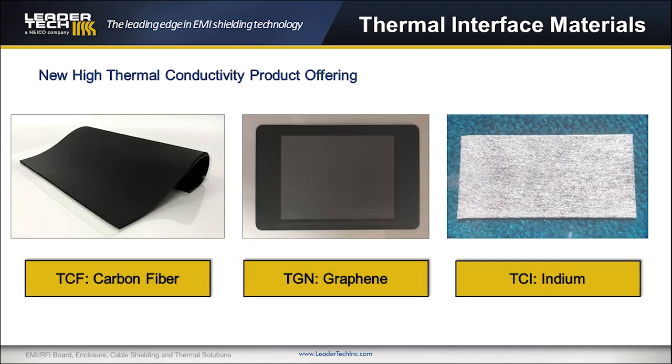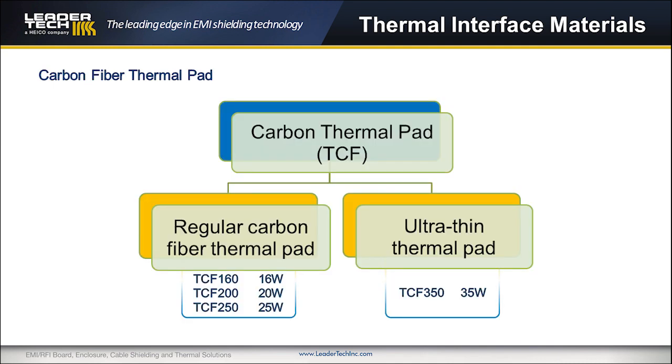The new high thermal conductivity materials are divided as carbon fiber, or TCF, graphene, or TGN, and indium, or TCI. We introduce four different types of TCF materials divided in two groups: regular carbon fiber thermal pads, TCF 160, TCF 200, and TCF 250 with thermal conductivities of 16, 20, and 25 watt per meter Kelvin respectively, and ultra-thin carbon thermal pad, TCF 350, with a thermal conductivity of 35 watt per meter Kelvin.